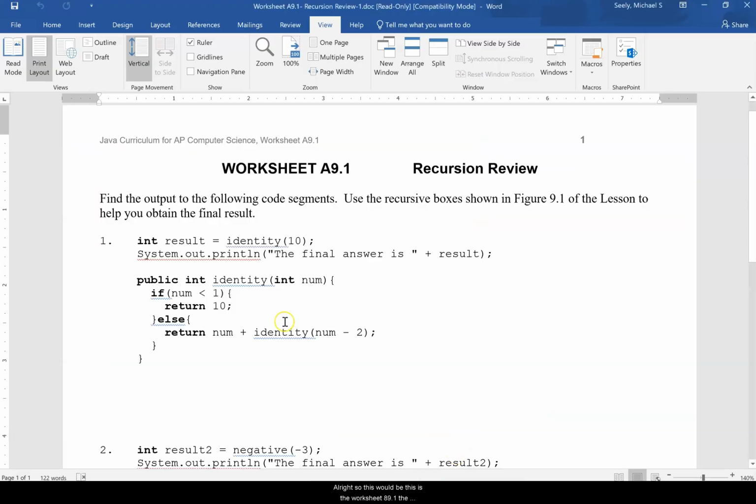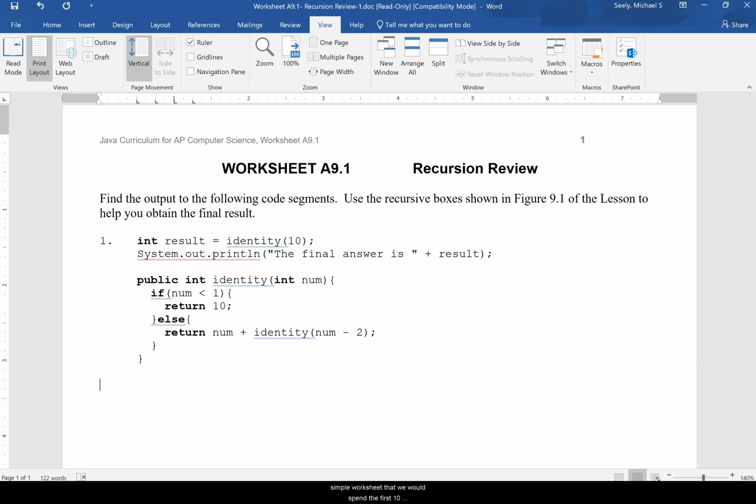All right, so this is the worksheet A9.1, the recursion review. This would just be a simple worksheet that we would spend the first 10 minutes or so of class getting you guys warmed up and practicing before we got to a program demonstration or a lab.